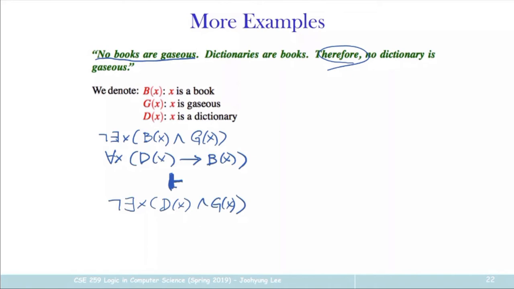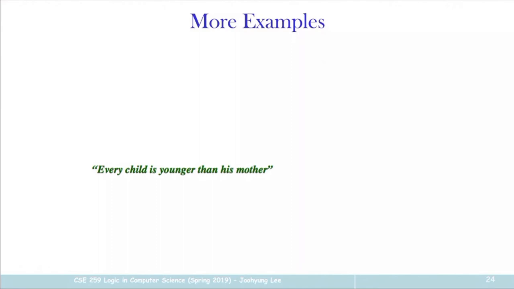All right. Let's look at another example. So every child is younger than his mother. So we are going to denote the atomic fact using C of x, meaning that x is a child, and m of x y means that x is y's mother.